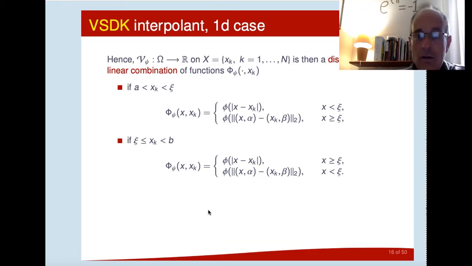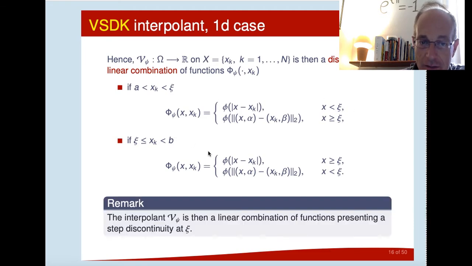So now we can construct the discontinuous VSDK interpolant in one dimension, which is nothing else than the following. We pick a set of points x. So this is a discontinuous linear combination. Our interpolant is a discontinuous linear combination of functions. Which are the functions? Well, these are the functions. You see, if xk is between a and c, so on the left of our discontinuity, it is defined in this way. If it is on the right, it is defined in the other way.